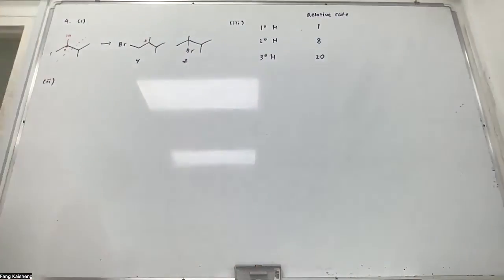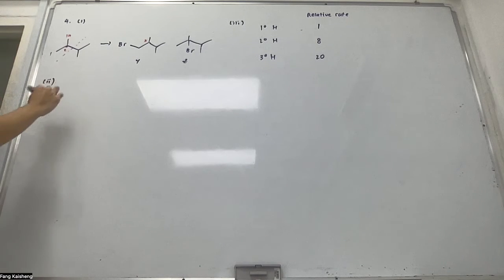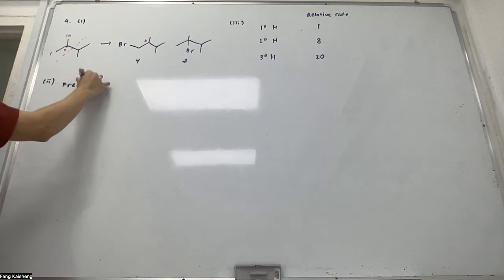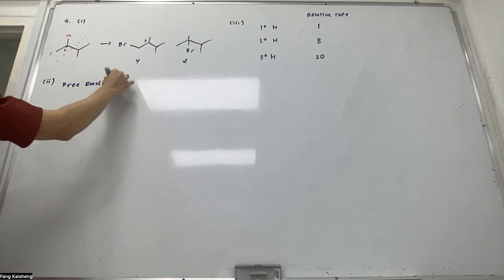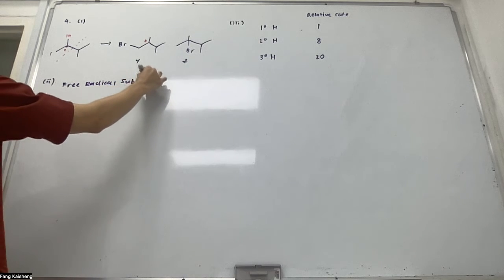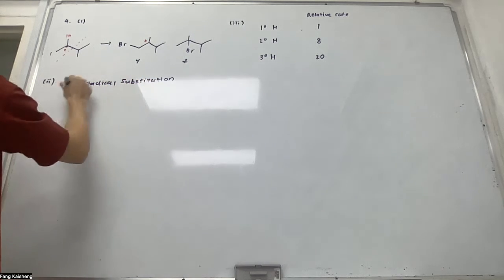Okay, in the meantime, they want you to draw compound Y for the mechanism in part 2. So just be very sure that your substitution is on the correct spot.